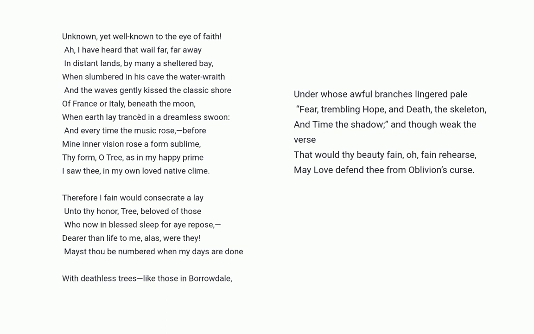lamenting of the tree, even in distant lands of France and Italy. Full stop.